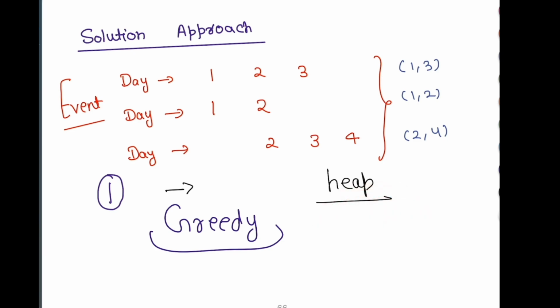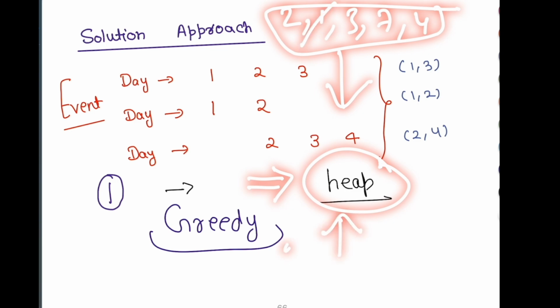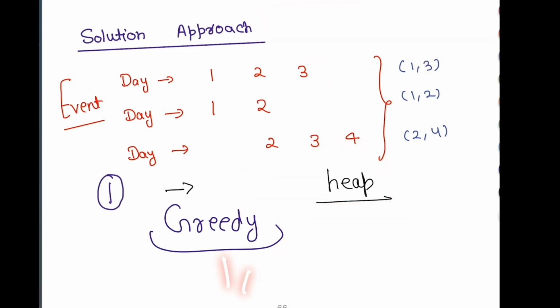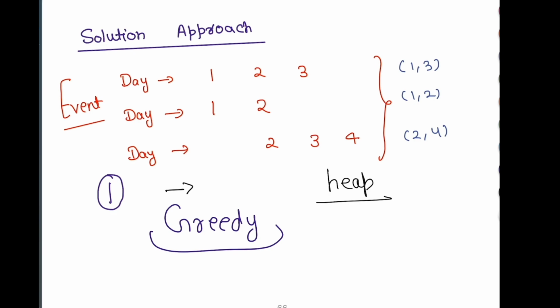For example, if you have data like 2, 1, 3, 7, 4, this is your data. If you put this data in a heap data structure, and if you ask for the first element from this heap, you will get 1. If you ask for another element, you will get 2. Then 3, then you will get 4, then you will get 7. So you will get the data in sorted order: 1, 2, 3, 4 and 7. So this is what a heap data structure does.